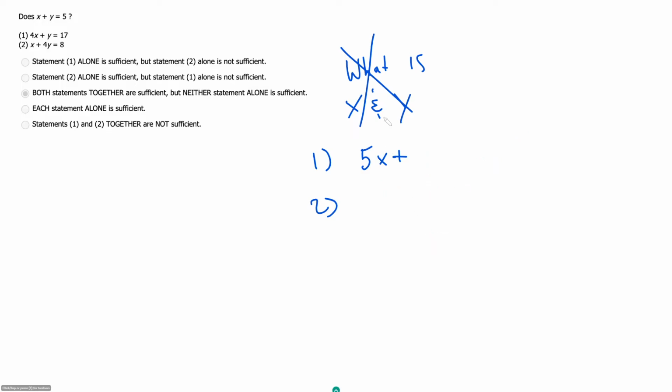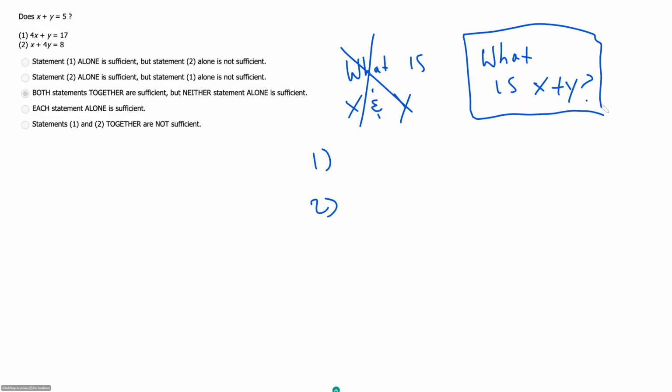So if I really wanted to rephrase this question, I wouldn't rephrase it like this. I would just rephrase it as, what is x plus y? Now we can move on to the statements.